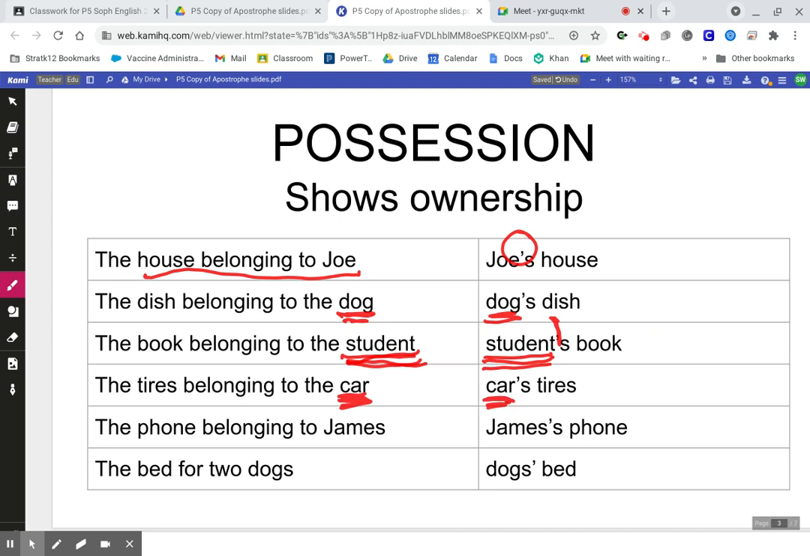Check this one out. The phone belonging to James. Who's the owner? James. So the apostrophe is going to go after James. And if you're saying it, you're not going to say James' phone. You're going to actually say the little S at the end so that you can hear it, and it becomes James's phone. So as long as you're going to say it, you're going to write the S in. Question.